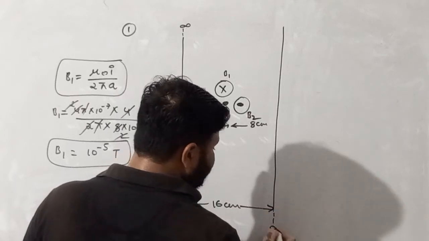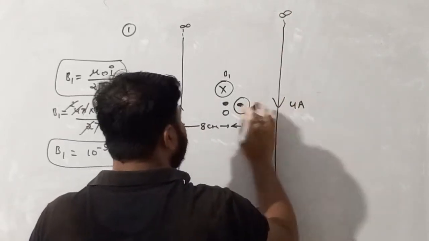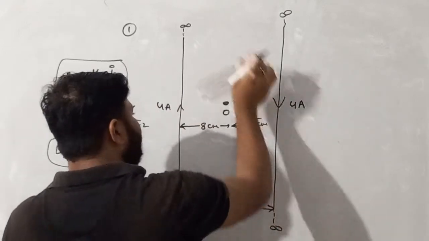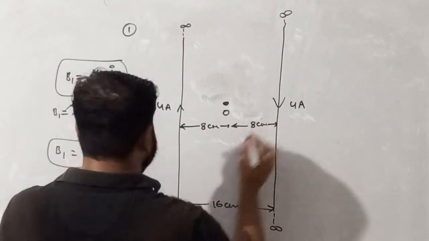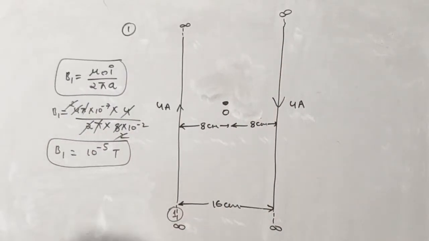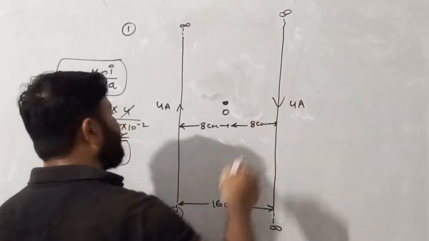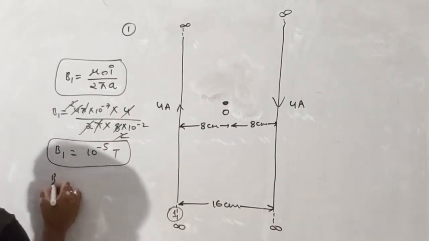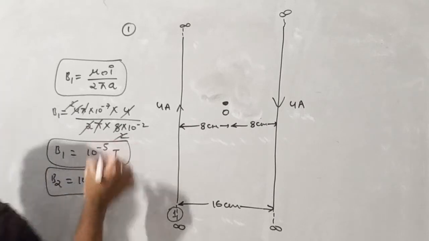Rest all configurations are same, my dear student. So now 4 ampere current is moving down in the second wire. In the first wire, the direction of current is upward. So see, my dear student, the magnitude of magnetic field remains the same because all the configuration is same, although the direction of current is different, so the direction of magnetic field changes. So for B2 as well, the value remains the same. It is 10 raised to the power minus 5 Tesla.